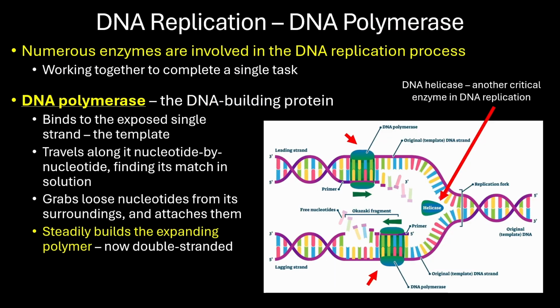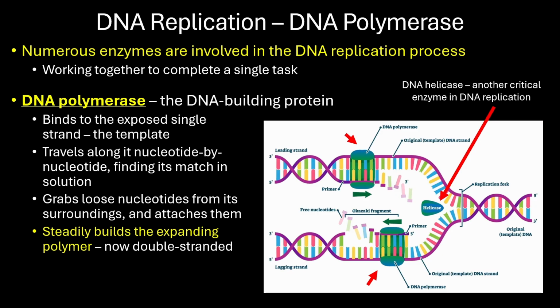Beyond DNA helicase, there's a number of different enzymes that are involved in the process of DNA replication. Ultimately, they all work together to complete that single task of separating the two strands and then making the complementary strand for each of those separate strands. Ultimately, we're going to take one DNA molecule and literally just unzip it, and then from those two unzipped sides, we're going to build new complete DNA molecules.